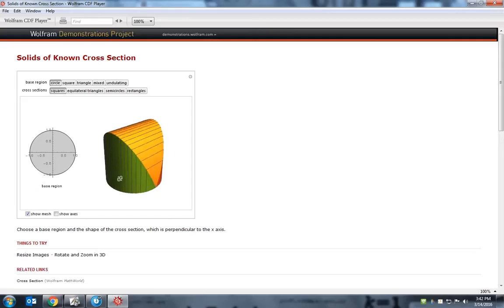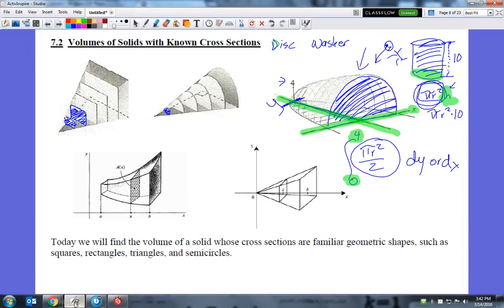Okay, so I have squares that are perpendicular cross-sections right now. Instead of squares, I could make them equilateral triangles. And you see the equilateral triangles. The base is still a circle, but the cross-sections are these equilateral triangles that you can see.